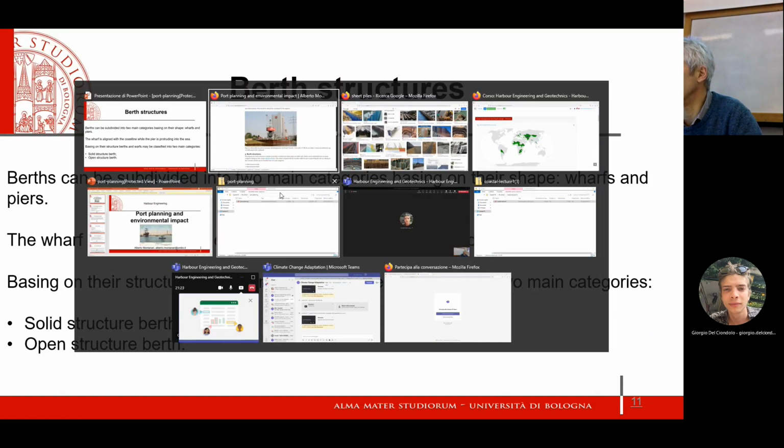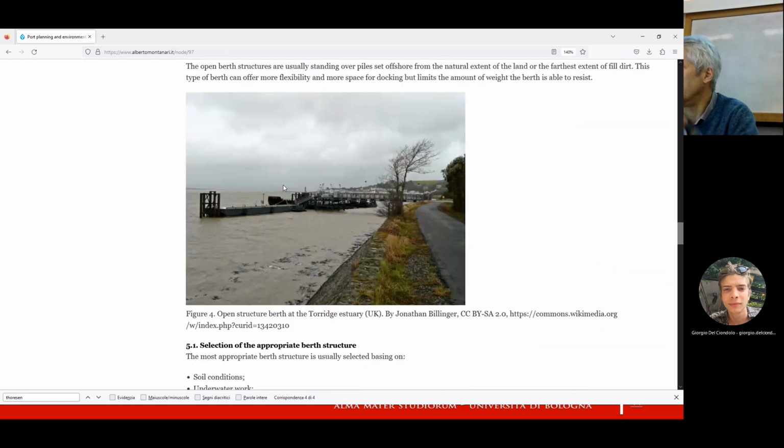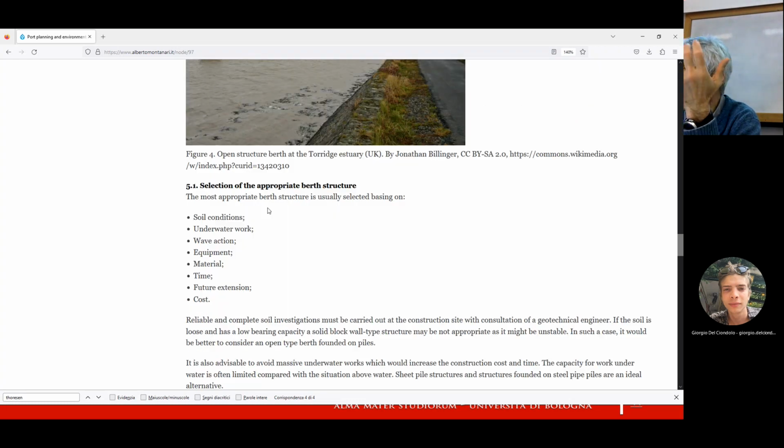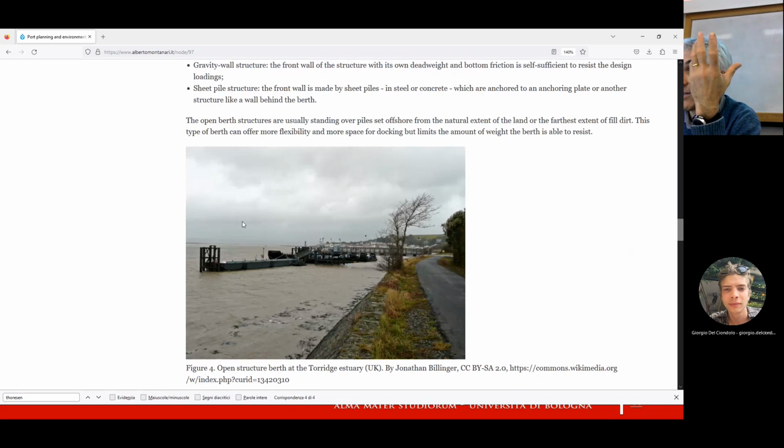Yeah, solid structure, open structure, I forgot. Just 1 second. This is an open structure berth. Basically, open structure berths are built over piles. The distinguishing feature is that water can run through the berth. And in this way, they oppose less resistance to waves and to forcing from the seaside.